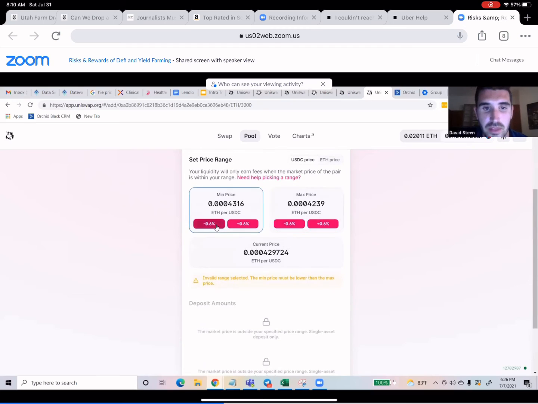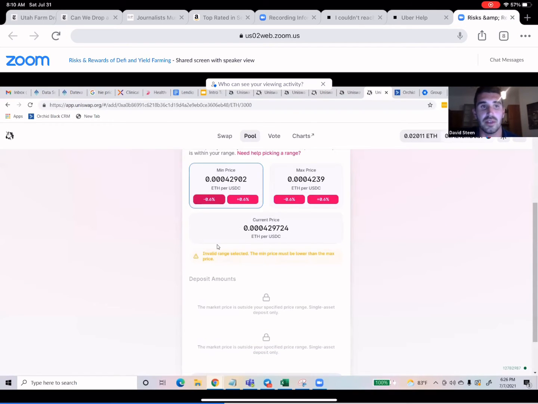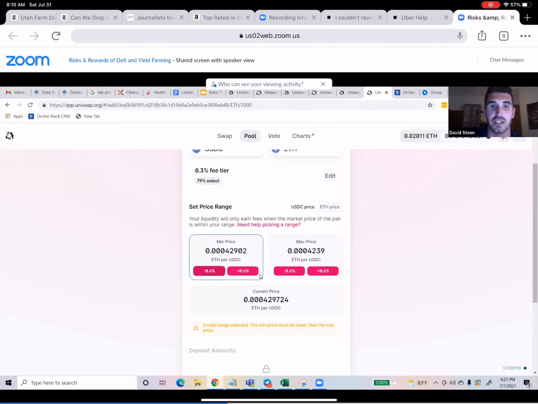range. The thing with pooling liquidity, and why it's a bit complicated, is that you really make money when each of the tokens are within a certain range. We'll talk about a bit later in terms of risks how to sort of mitigate some of that, which is really just making sure that when you choose two tokens to pool liquidity for, that they're not very volatile.